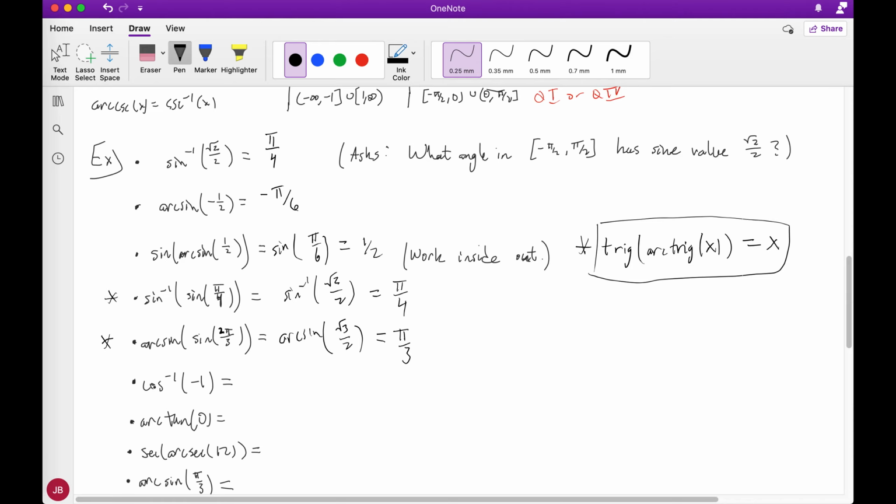All right, cos inverse of minus 1. So what angle between 0 and pi has a cosine value of minus 1? Hopefully you know that that's angle pi.